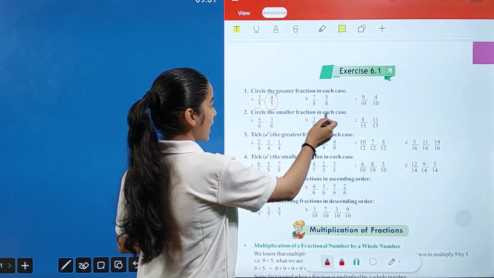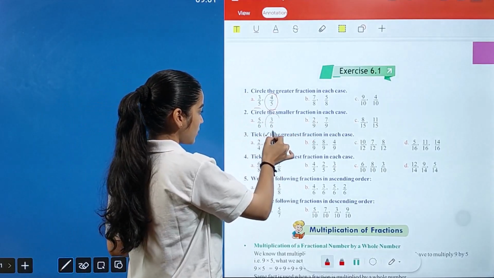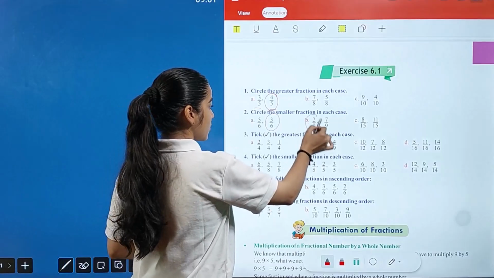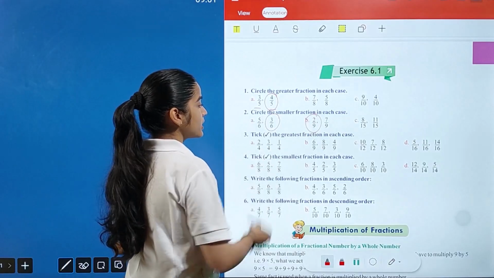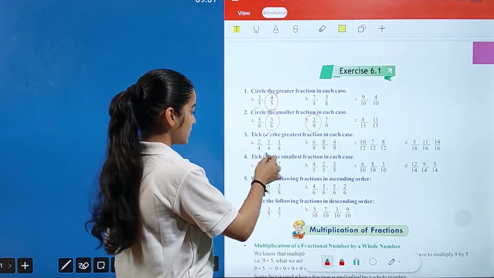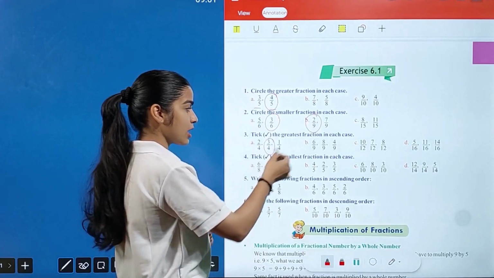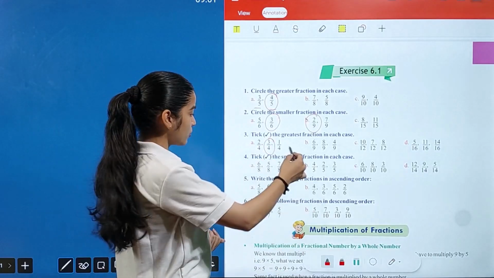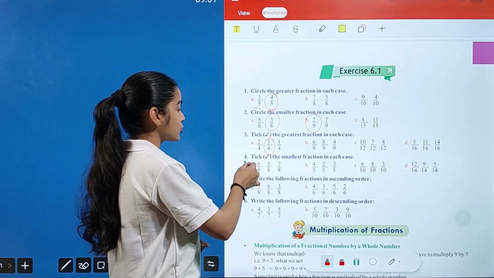Circle the smaller fraction in each case. So this is the smaller number. This is the smaller number. Okay. Now take the greatest fraction in each case. So this is the greatest fraction. You just have to do that as I do in question number 3 as well as in question number 5.